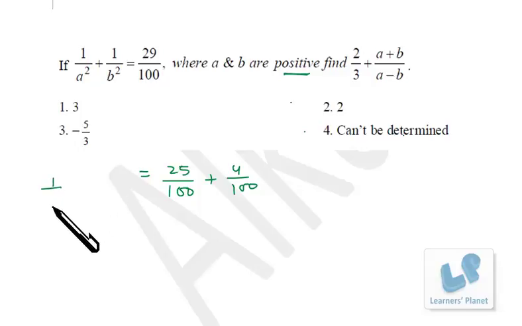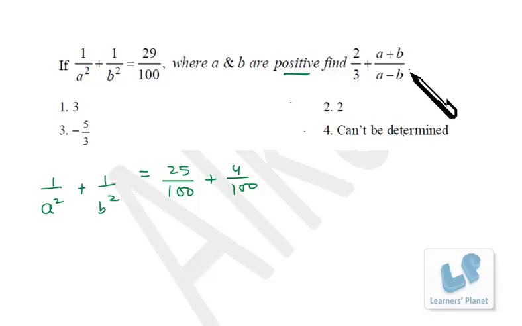This is precisely, no need to write, but I'm just writing for your reference. 1 upon a square may be 25 by 100, and 1 upon b square may be 4 upon 100, or the other way around, right? So we cannot get the unique values of a and b, right? So we know that both of them are positive. So a may be 5 by 10 and b may be 2 by 10, or a may be 2 by 10, b may be 5 by 10. Okay, the square root of these two, since we just have to take the positive values.